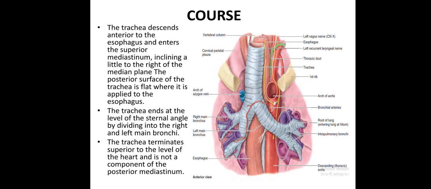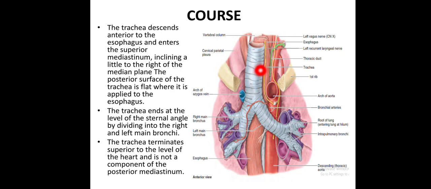Course. You can see here, this is the trachea, a cartilaginous tube. Behind the trachea, you can see this muscular tube is known as the esophagus. So, the trachea descends anterior to the esophagus and enters the superior mediastinum. You can see here, this is the superior mediastinum just below the first rib. This is the part of superior mediastinum. Just above the first rib, that is the neck. This is the part of the neck.